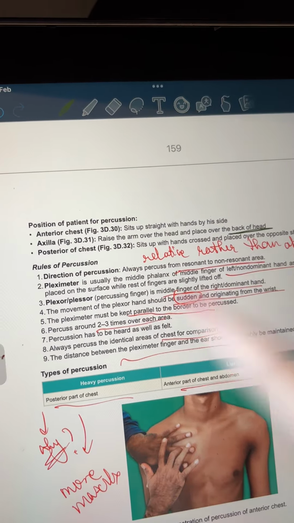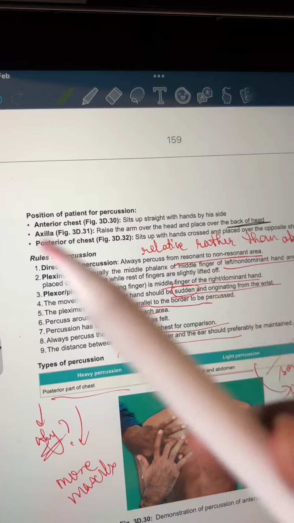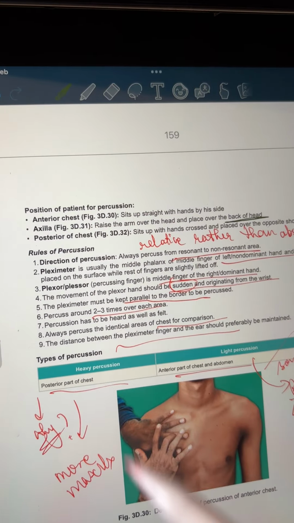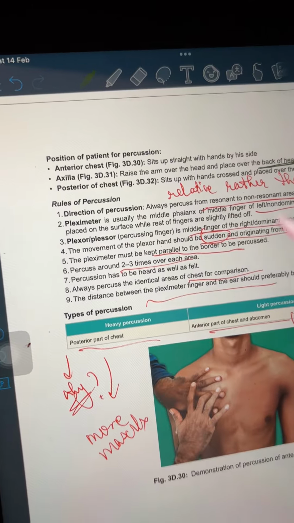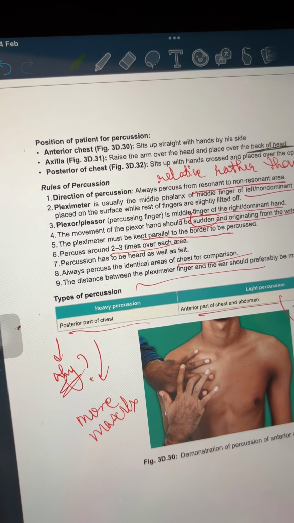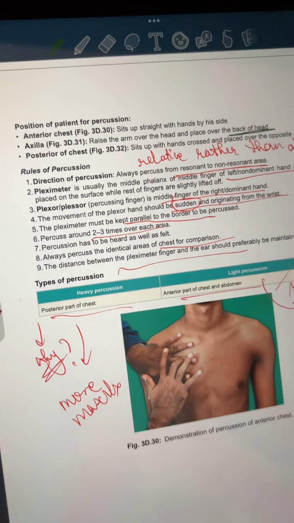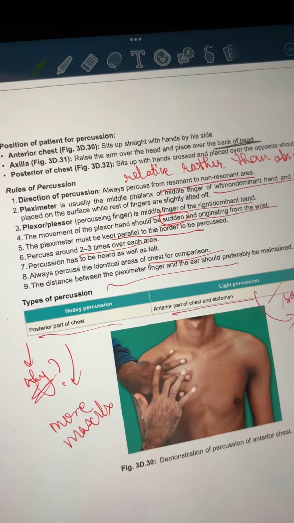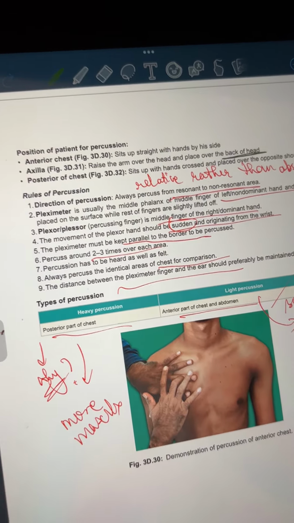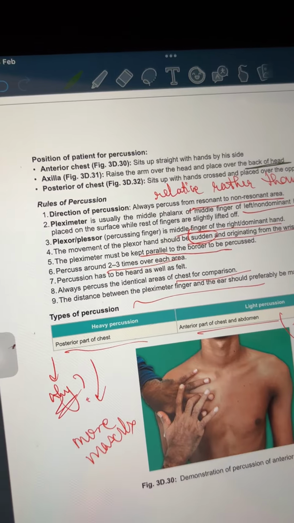Posterior chest, I told you. Anterior chest, if you do something other than simply the front position, then the examiner will scold you. So the direction of percussion is always from resonant to non-resonant area. Why? Because you have to compare. This is a relative rather than absolute thing. So first you have to know what is normal in that chest, right? Only then can you compare and tell it is abnormal, or else you can't.